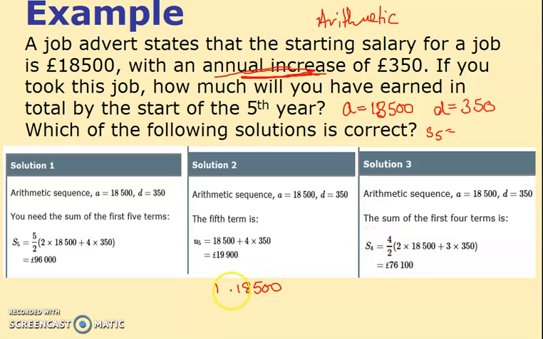But every year I'm earning that. So this is definitely wrong. This is the nth term it's just found. It's either this one or this one. It's S4 or S5. So I've quickly written this down.